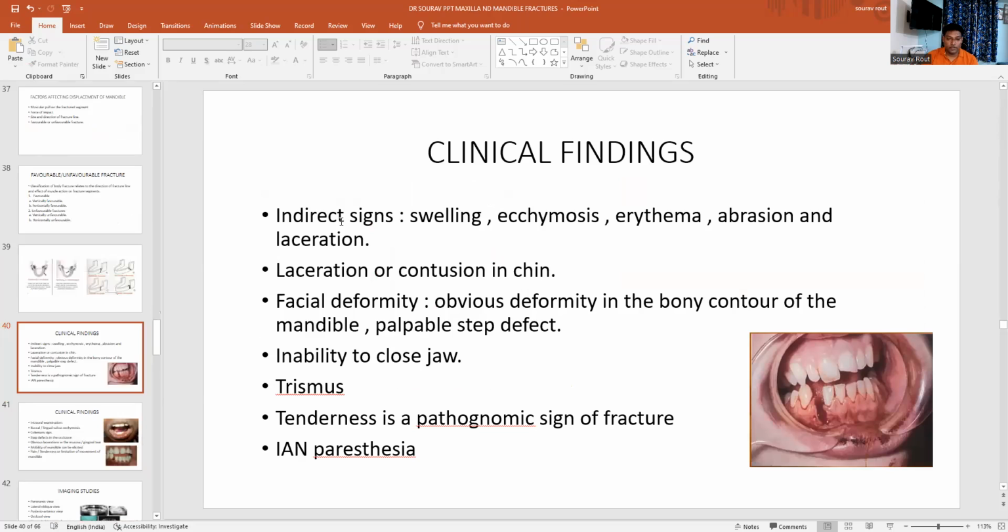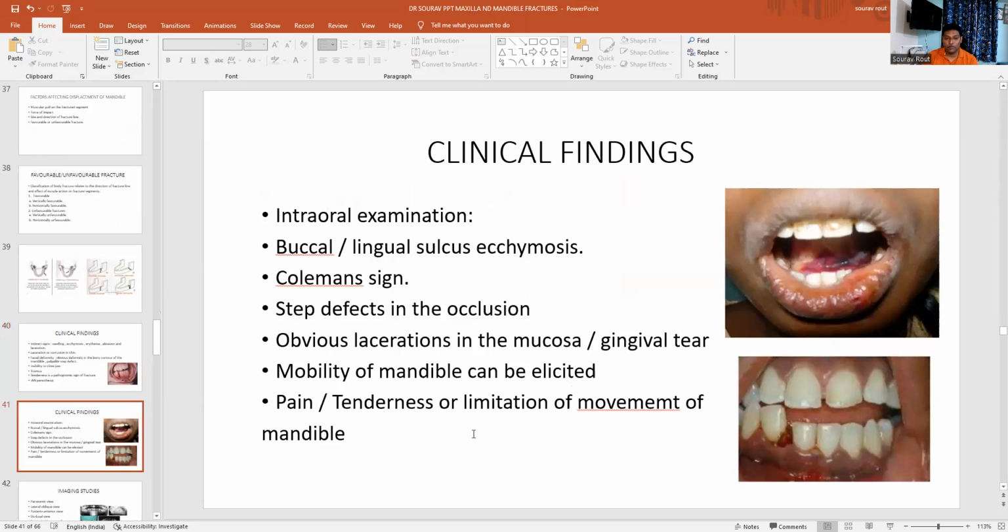What are the clinical features? Extraoral clinical features are swelling, ecchymosis, erythema, abrasion, and laceration. There can be contusion or laceration of the chin. There can be deformity because of the altered bony contour of the mandible and a palpable step deformity. Inability to close the mouth, trismus, and tenderness, which is a pathognomonic sign of the fracture. Infraorbital nerve paresthesia can also be seen.